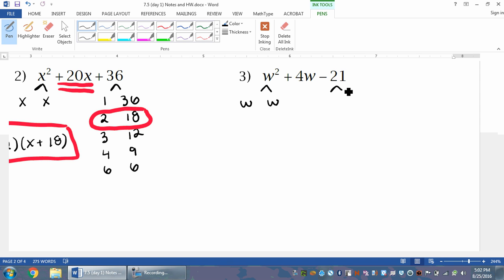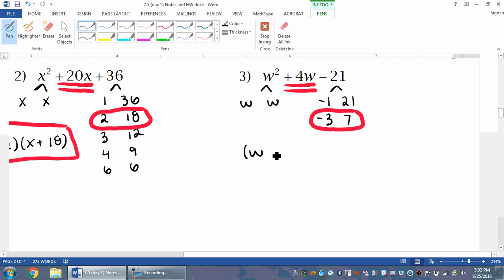In order to be a negative number, one number is positive, one number is negative. So we have negative 1 and 21, where one of them is negative, and I have negative 3, positive 7. Now I have to figure out between those two combinations which one adds to positive 4. You should recognize right here, because negative 3 plus 7 is positive 4, and that's my combination.